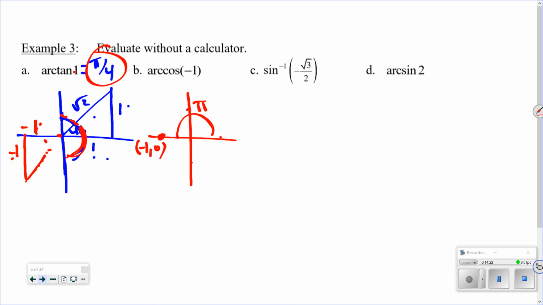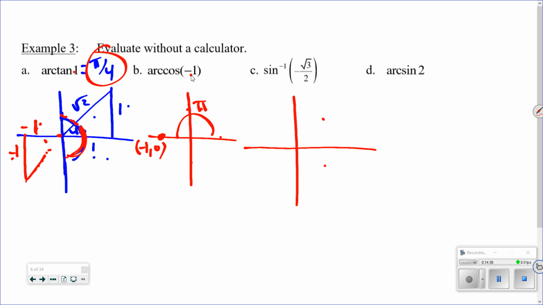So I plugged in the ratio, I got my angle back out. Inverse sine of negative square root of 3 over 2. So again, inverse sine, it's got to be this one or this one, right? Between negative pi over 2 and positive pi over 2. So when does it equal negative square root of 3 over 2?